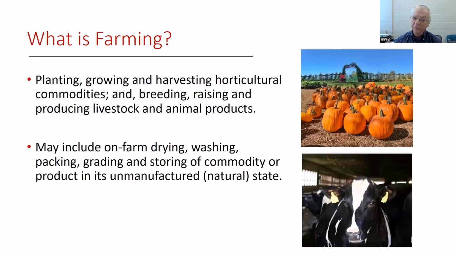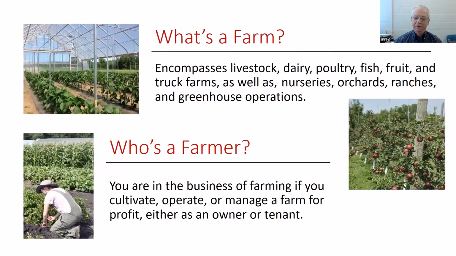Good, got it working. Okay, so briefly, what is farming? I don't think this is anything you don't know, but this is the definition that IRS uses. I've modified it so it sounds a little bit like English, but it's planting, growing, and harvesting crops, or breeding, raising, and producing livestock products. The important part of this particular slide is that some of the production activities can also include additional handling, processing, if you will. So they allow things like on-farm drying and washing, packing, grading, and storing of a commodity or product in its unmanufactured or natural state. And the key here is that that stuff is incidental to the growing and producing of the commodity. So that's important, okay, when you take a look at that definition. We'll talk about it more in a minute.